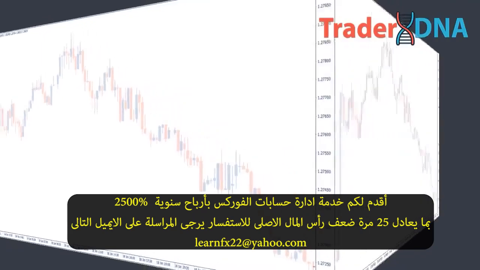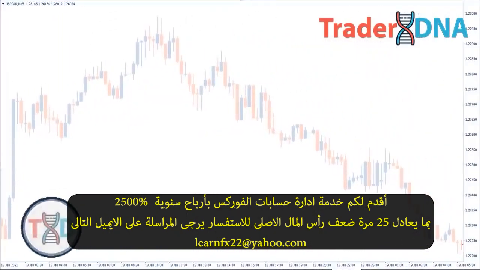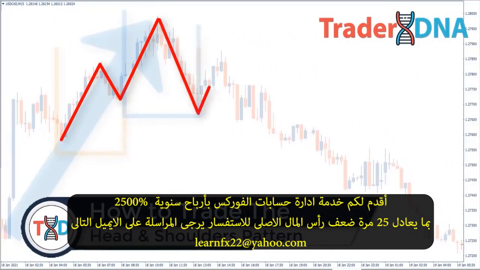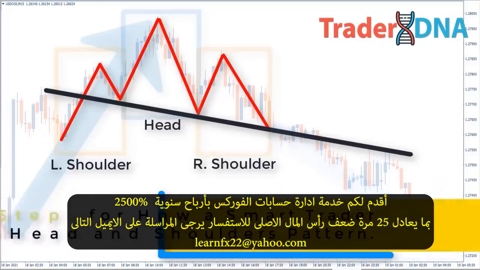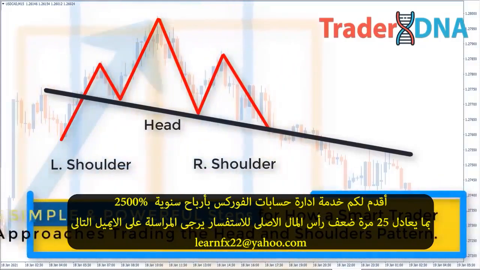How to trade the head and shoulders pattern. Whatever chart pattern works for you, head and shoulders, bull flag, pennant, supernova, or anything else, it's important to have a process for every trading setup. Here are 5 simple and powerful steps for how a smart trader approaches trading the head and shoulders pattern.